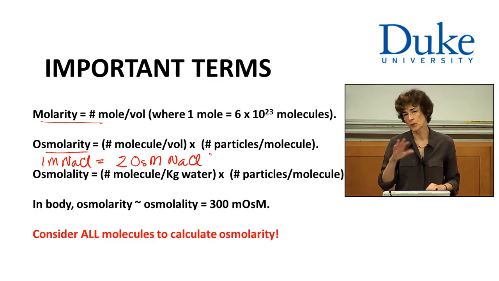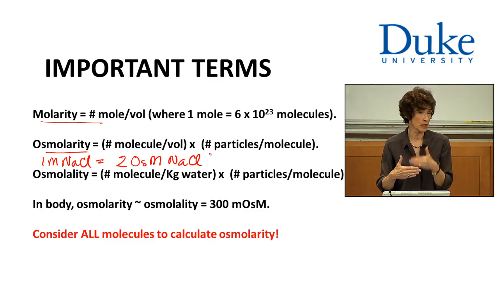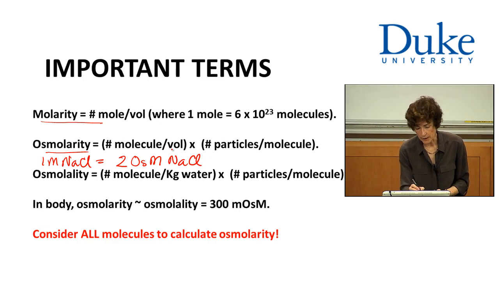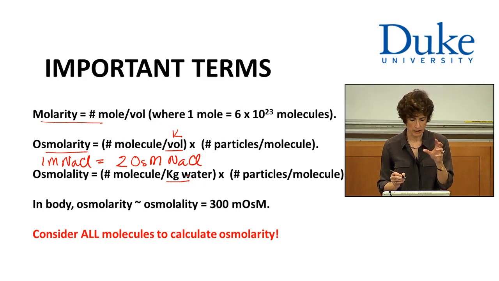There's also a term called osmolality, and in biological systems we really don't make a very large distinction between osmolality and osmolarity. The difference is that in osmolarity we're talking about 1 liter for our volume, and in osmolality we're talking about a kilogram of water for our volume. But in this course, we'll consider them to be essentially equivalent.